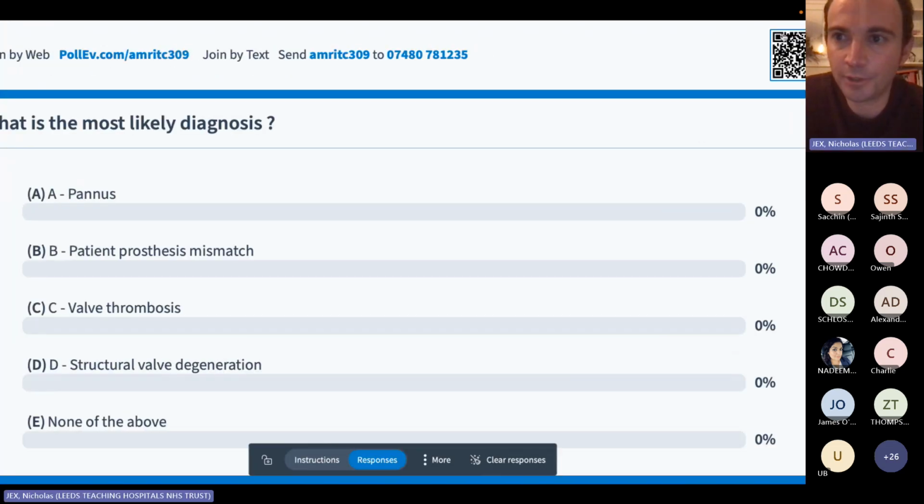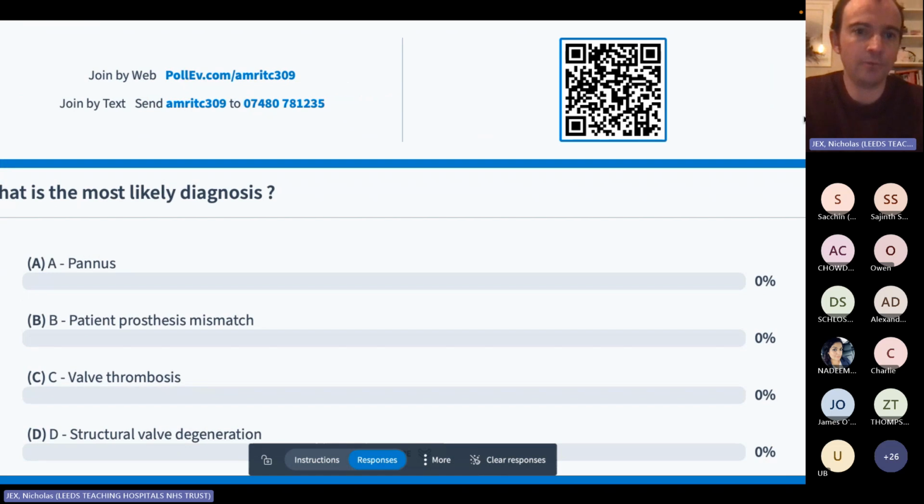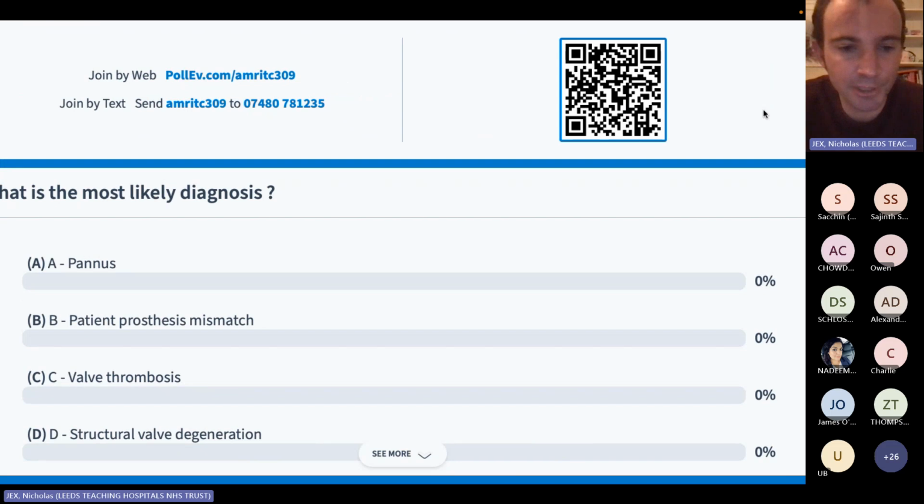So first question for this case, what do you think is the most likely diagnosis based on the measurements and the images that you've seen so far? Is this a pannus, patient prosthesis mismatch, valve thrombosis, or structural valve degeneration?